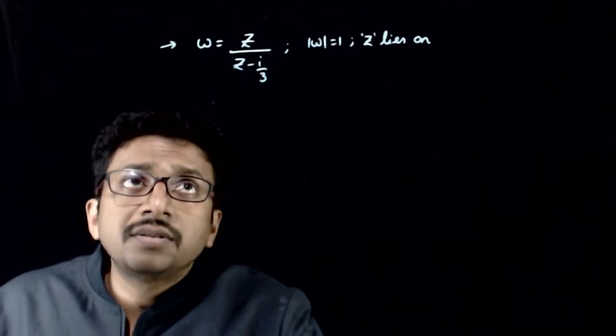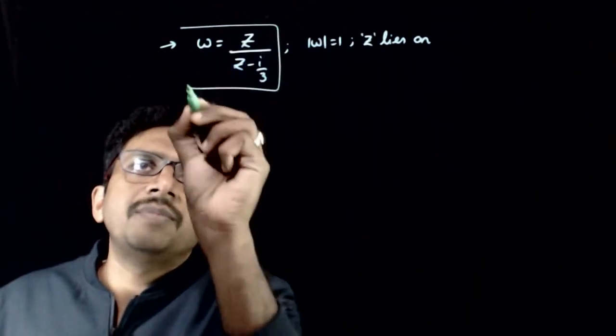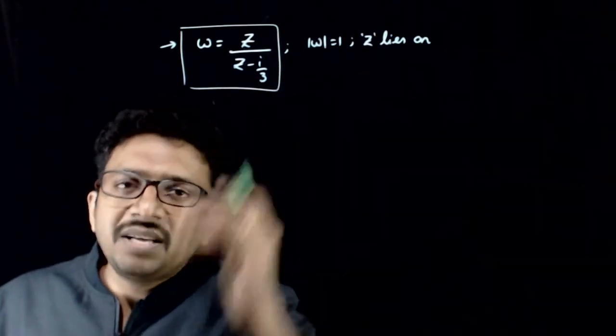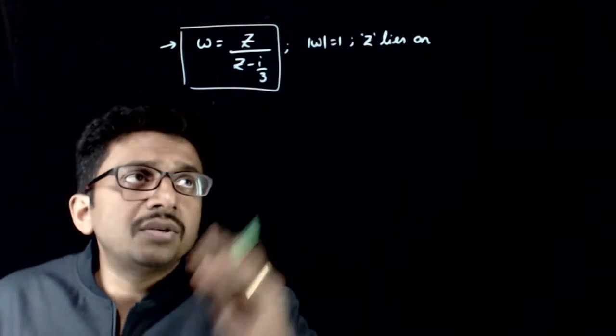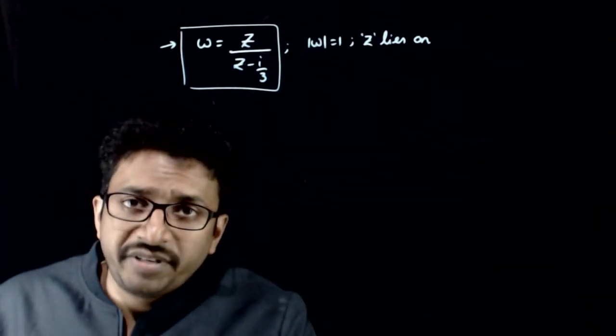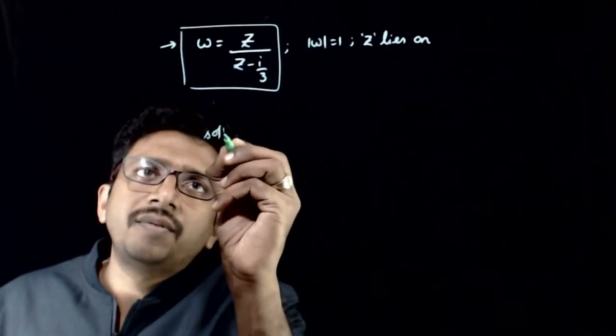So welcome students. In this question you are given that the complex number omega is z by z minus i by 3 and mod omega is equal to 1. If that is so, where should z lie? What is the locus of z? So again a very straightforward question.